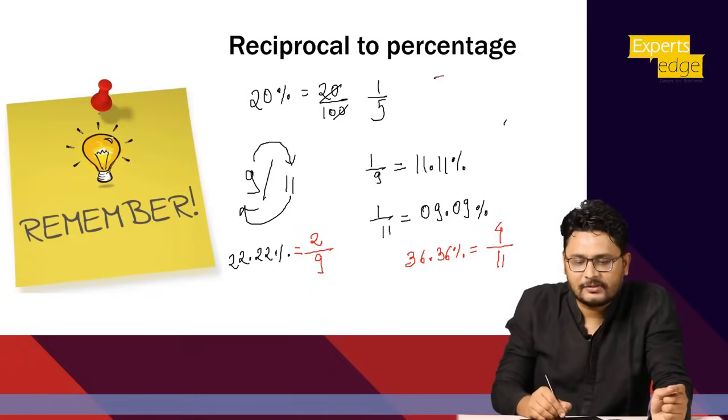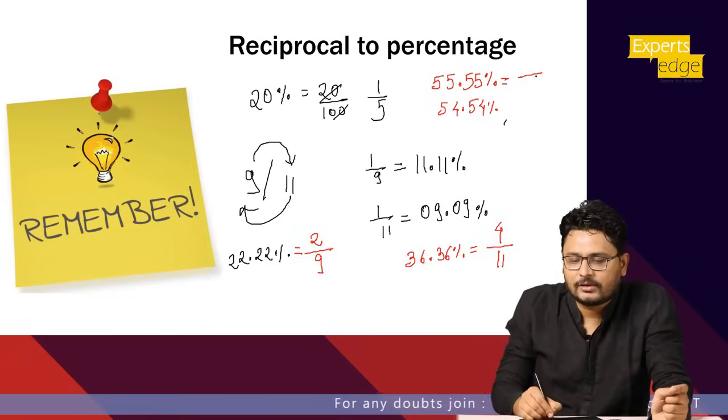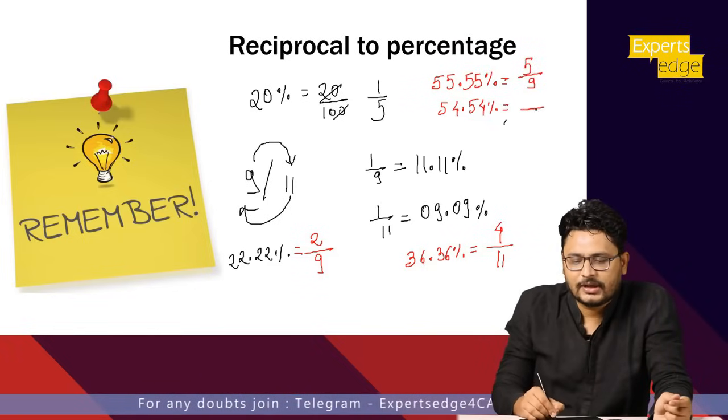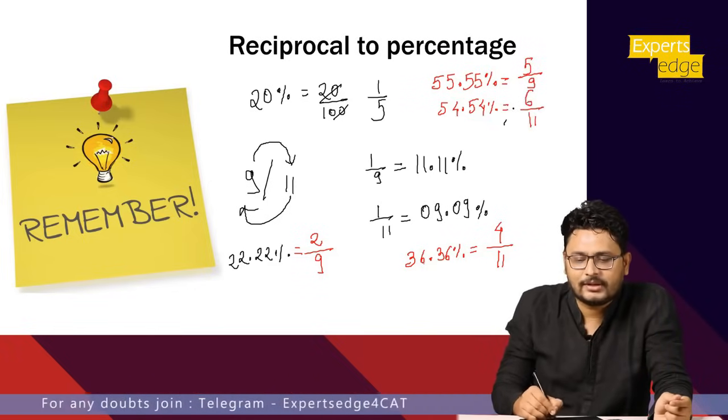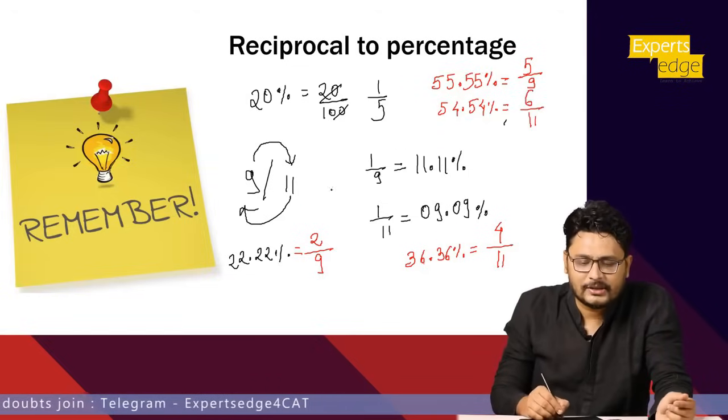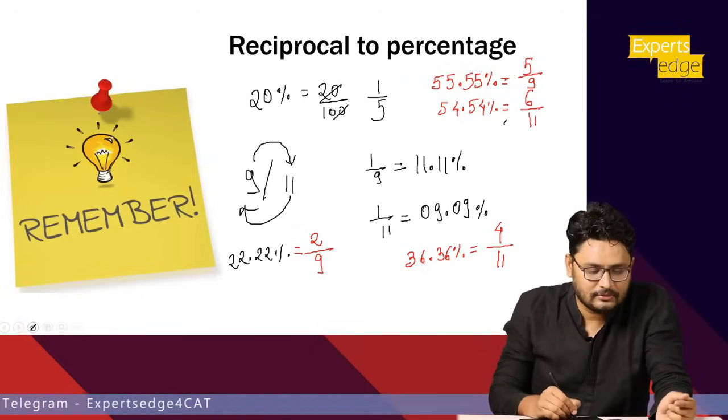So if I just give the last two: what will 55.55% be, and what will 54.54% be? 55 comes in the table of 11, so below is 9, it is 5/9. 54 comes in the table of 9, so below will come 11, 9 sixes are 54, right? 6/11. So I hope this point is clear. Now let's go to that question.